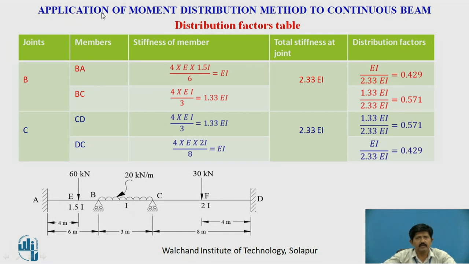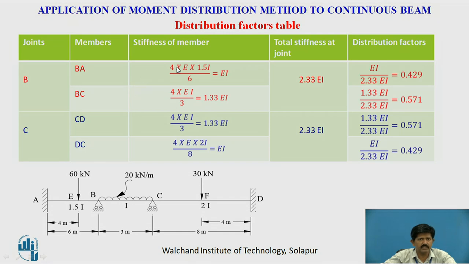So, here is a distribution factor table. We have to consider joint B. The joint B is having members BA and BC. So, here this joint is having BA member and BC member. The stiffness of the member, as the far end is considered as fixed, for continuous also it is considered as fixed, and if it is fixed it is also considered as fixed.